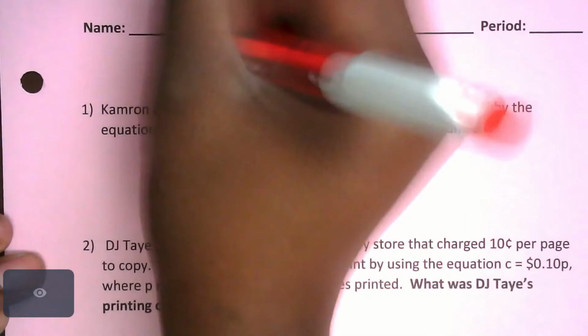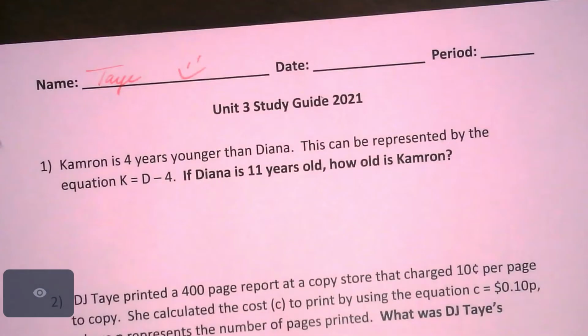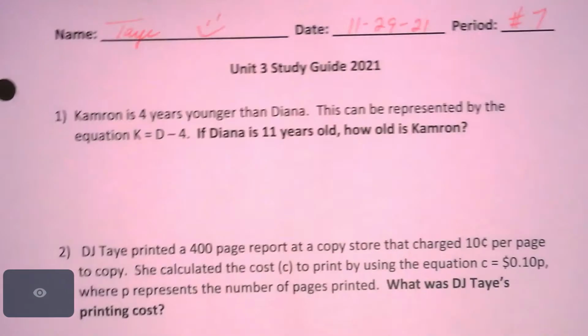So, of course, first things first, we are going to put our name, date. Today's date for me is the 29th. And I'm going to represent class period number 7 today.